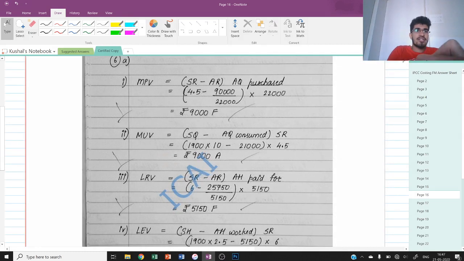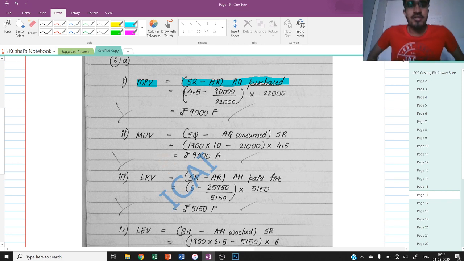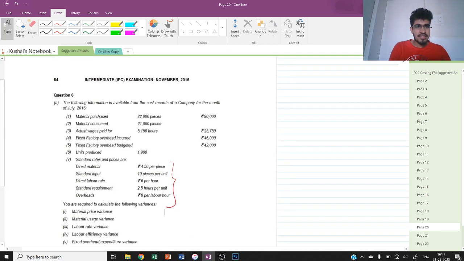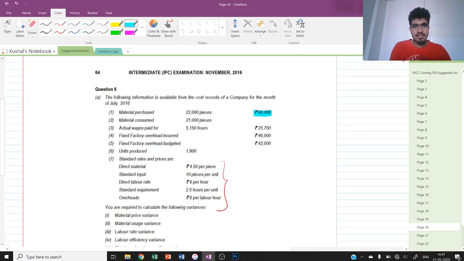See, it is very important that you write the formulae of each and every variance. MPV is what? Material price variance, which is SR minus AR into actual quantity purchased. SR is nothing but the standard rate which is given in the question. Actual rate can be computed by dividing 90,000 by 22,000. If you see, 90,000 is the materials purchased and 22,000 are the pieces.